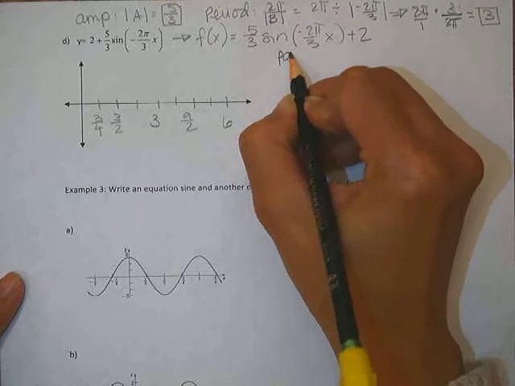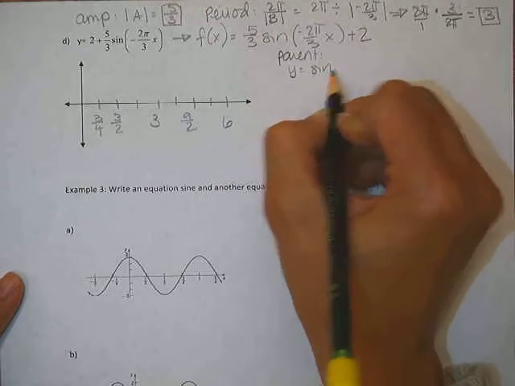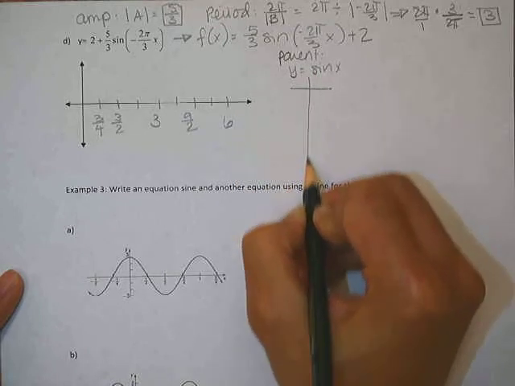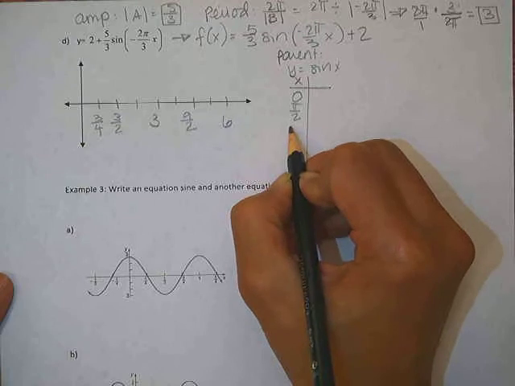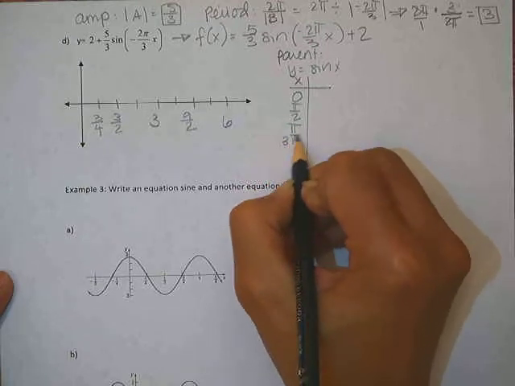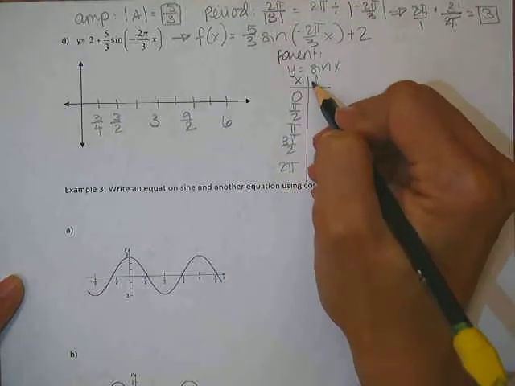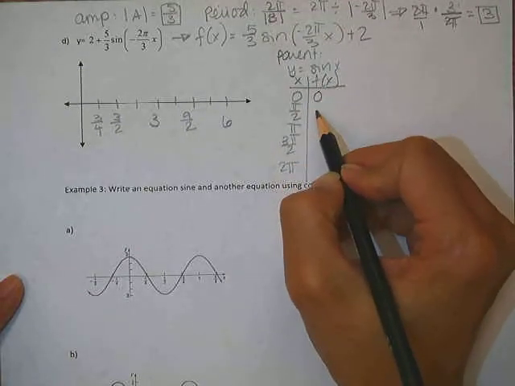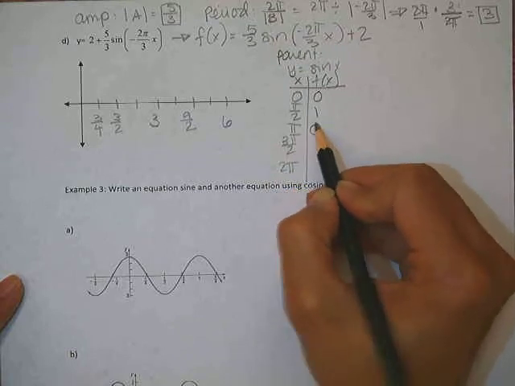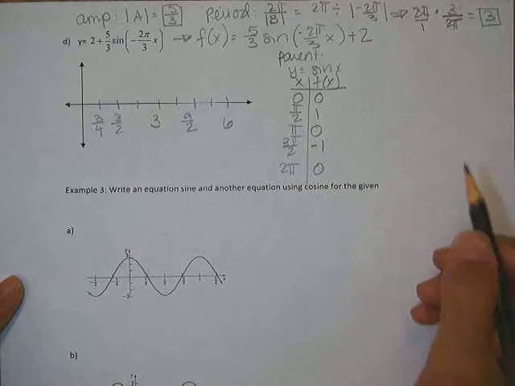So parent function, let's graph it. Y equals sine of x. Let's put in 5 inputs: 0, pi over 2, pi, 3 pi over 2, and 2 pi. Outputs, f of x. Sine of 0 is 0. Sine of pi over 2 is 1. Sine of pi is 0. Sine of 3 pi over 2 is negative 1. And sine of 2 pi is back at 0.